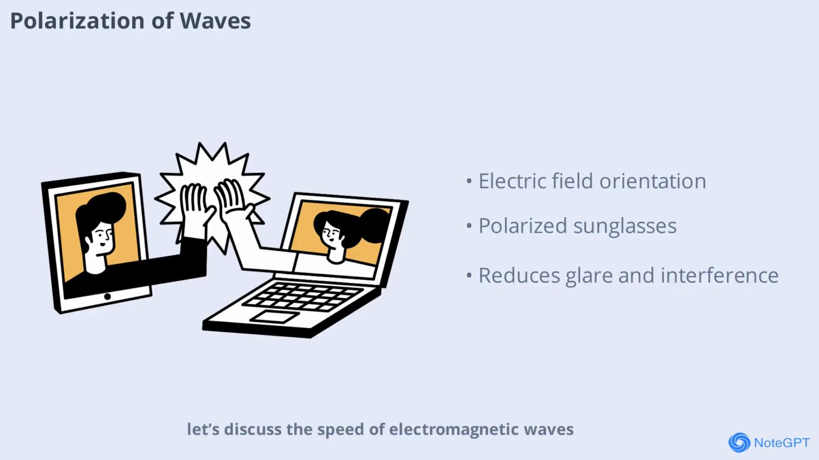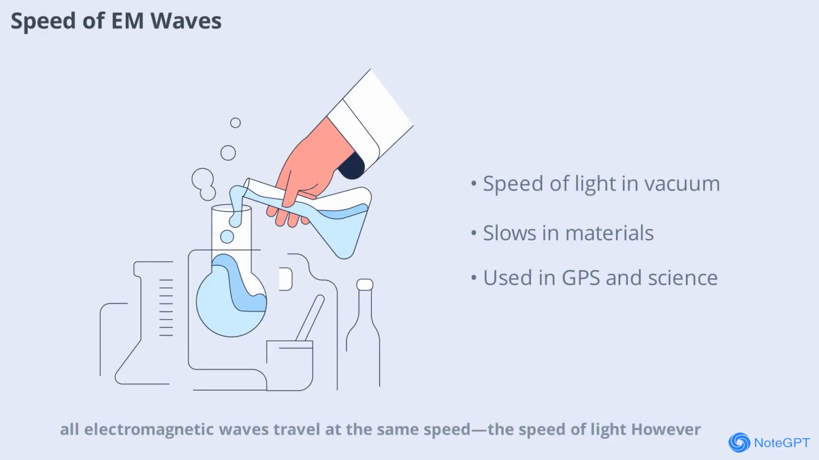Next, let's discuss the speed of electromagnetic waves. In a vacuum, all electromagnetic waves travel at the same speed, the speed of light. However, when these waves move through materials like glass or water, they slow down. The amount of slowing depends on the material's properties. This change in speed is why light bends when entering water. The speed of electromagnetic waves is a fundamental constant in physics and is used in calculations ranging from GPS navigation to astronomy.